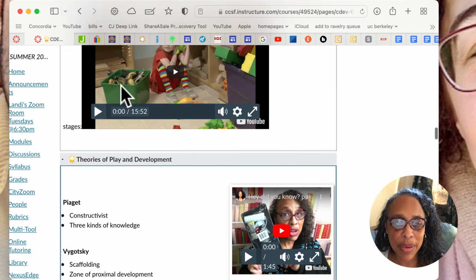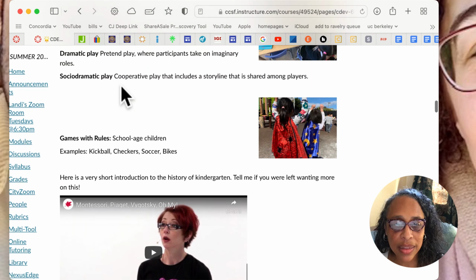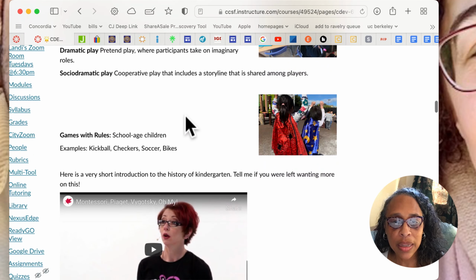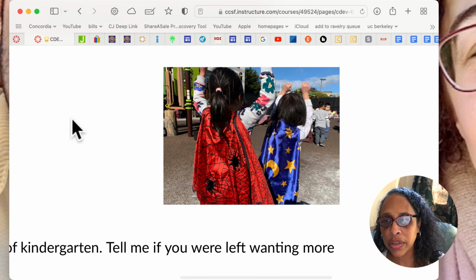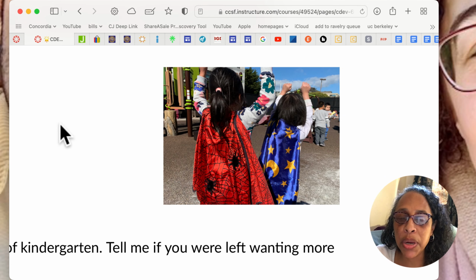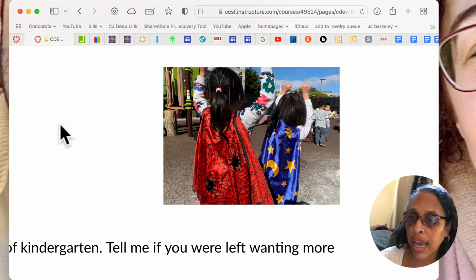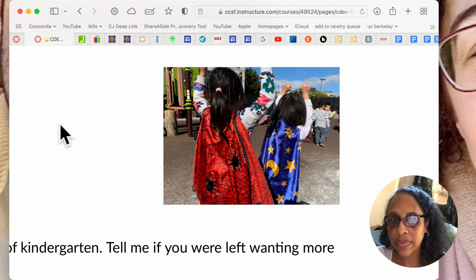I want to say what else about these pictures. Like this one, I always talk about your yard, your outside environment should mirror the inside environment. So you should have a play kitchen, you should have books, you should have blocks, you should have dress up outside. That is an indicator of quality care. And in this instance, they've got some capes outside.